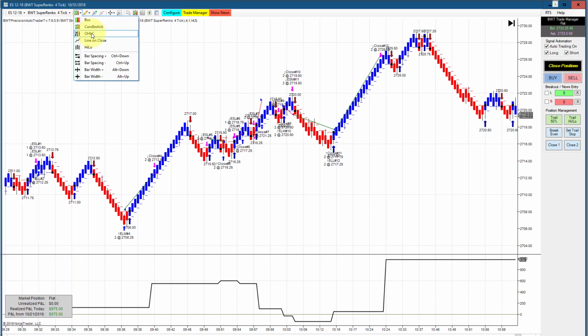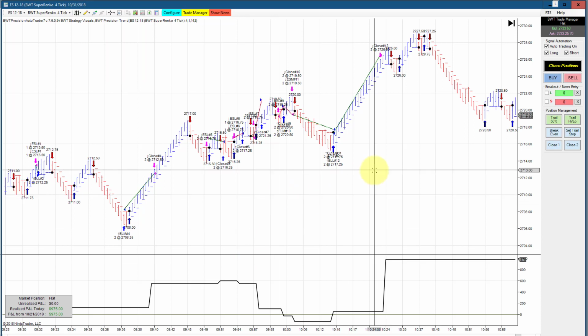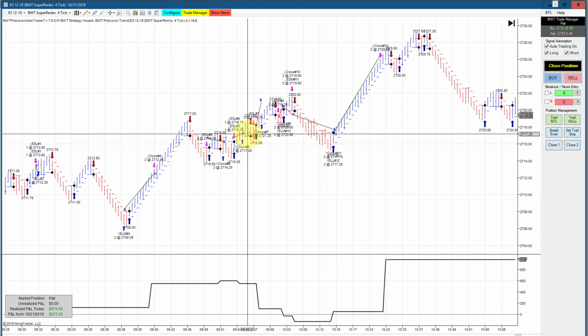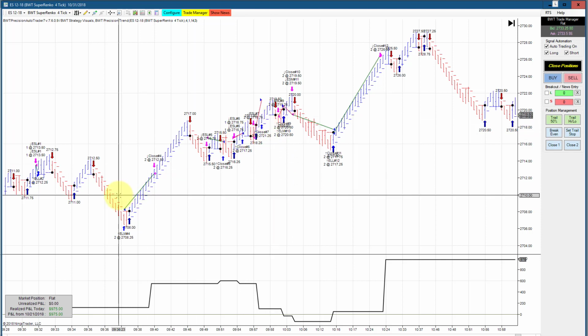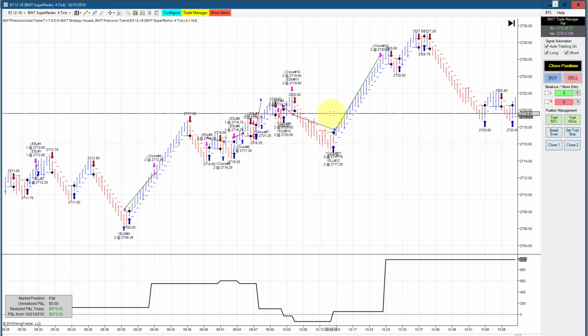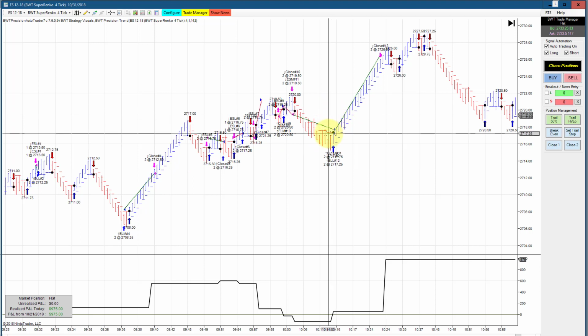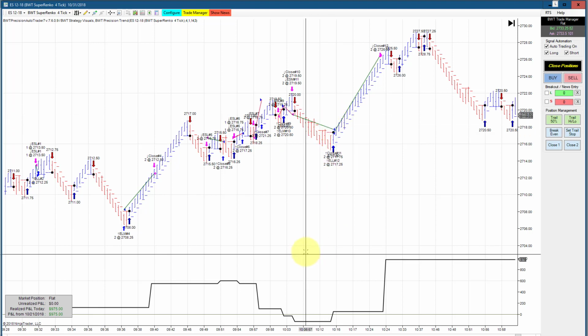If I make the bars open, high, low, close bars, you can see the trades a little clearly, and you can see that we were able to absorb some small losers, but our winners are a little better here. So, well, much better actually, enough to bring us to our goal.